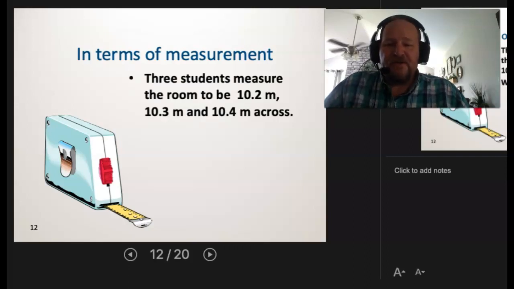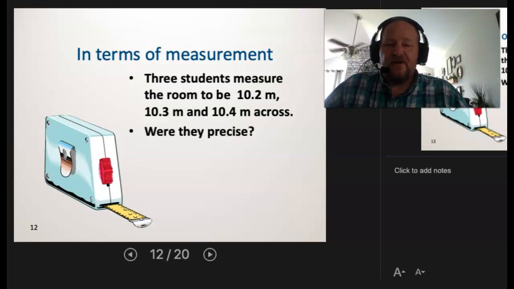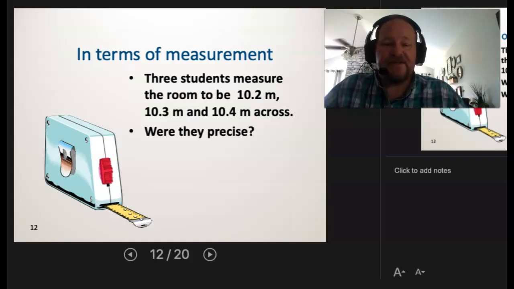Three students measure the room to be 10.2, 10.3, and 10.4 meters across. Were they precise? Now here, what I want you to pay attention to is we're not looking at statistical analysis with the units involved.